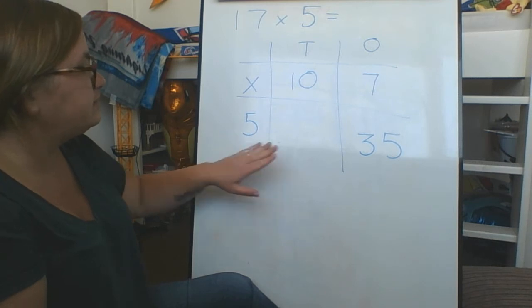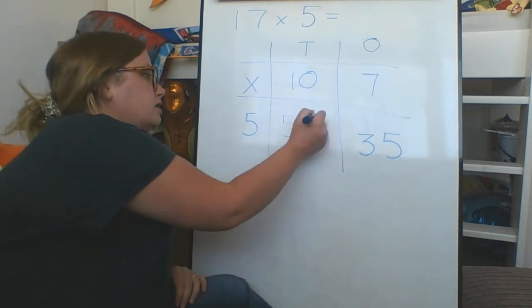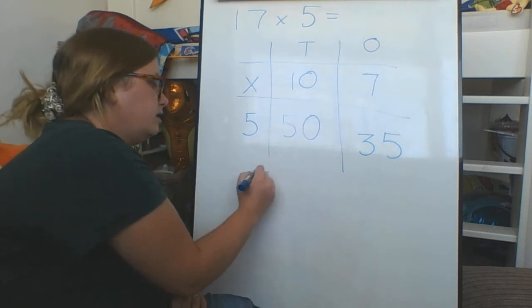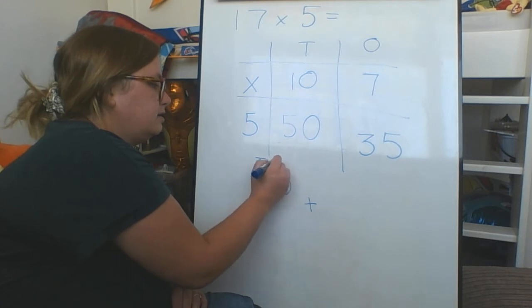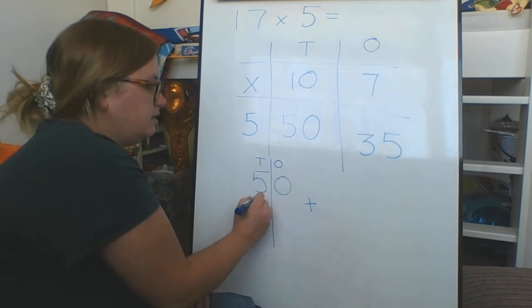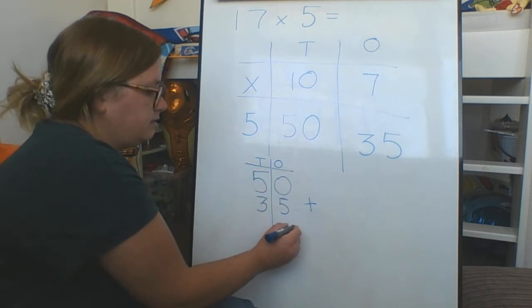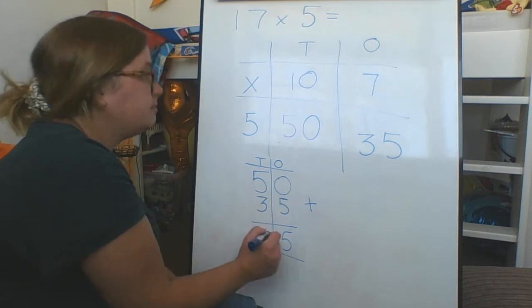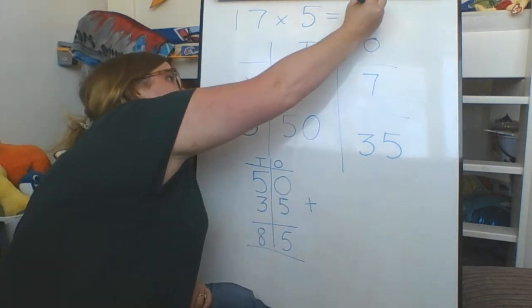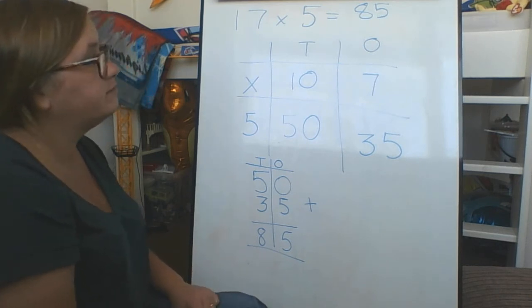So 5 times 7 is 35, then we've got 5 tens, which are 50. So 50, add 35. 0 add 5 is 5, 5 add 3 is 8, so my answer is 85. Okay, 85.